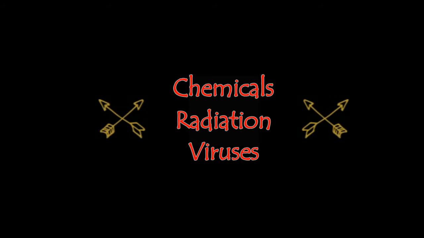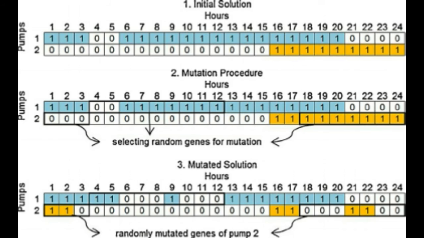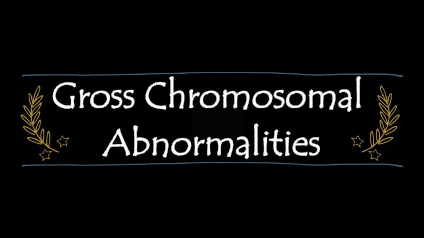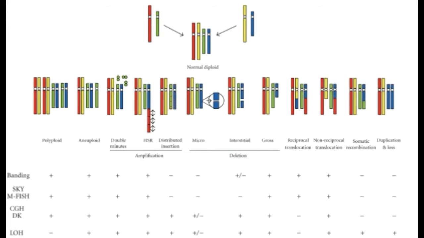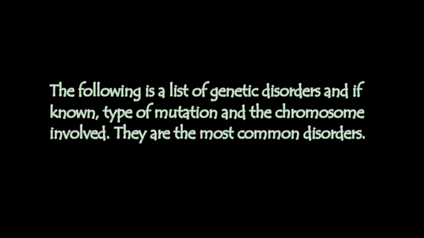Mutations can also be caused by chemicals, radiation, or viruses. Once a mutation has occurred, the abnormal trait can be passed from one generation to the next. The abnormality can range from a discrete mutation in a single base in the DNA of a single gene to a gross chromosome abnormality, involving the addition or subtraction of an entire chromosome or set of chromosomes. The following is a list of genetic disorders and, if known, type of mutation and the chromosome involved. They are the most common disorders.